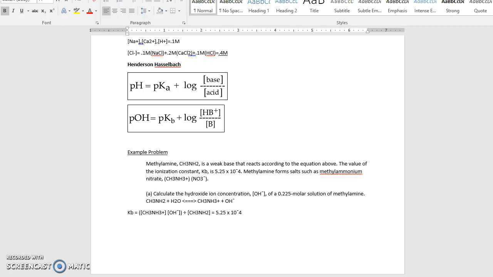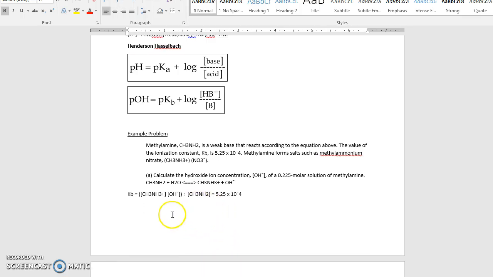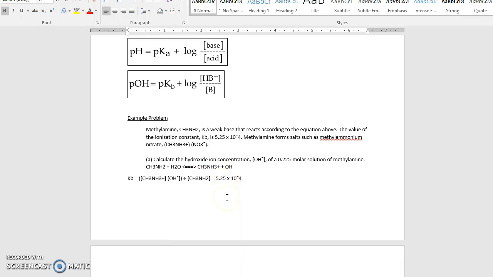And then it's asking us to calculate the hydroxide ion concentration in the first part of a 0.225 molar solution of it. And you solve for the first part by doing an ICE box, of course, and then setting up the expression here, as shown, where the OH concentration and the methylamine concentration are on top, and then the methylammonium nitrate are on the bottom, and set that equal to the Kb value.